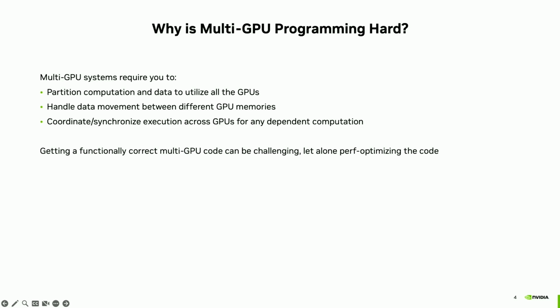The next should also be uncontroversial, that multi-GPU programming is hard. And why is it hard? Because besides all of the normal issues with programming a single GPU, now you have to deal with partitioning the computation, partitioning the data according to what the computation needs, handling the data movement, minimizing the amount of communication, because that's what's going to eat up all of your gains from going to multiple GPUs. And you need to synchronize, coordinate the execution between the different GPUs. So a whole other layer of complication that makes even a simple implementation difficult, let alone a performant one.